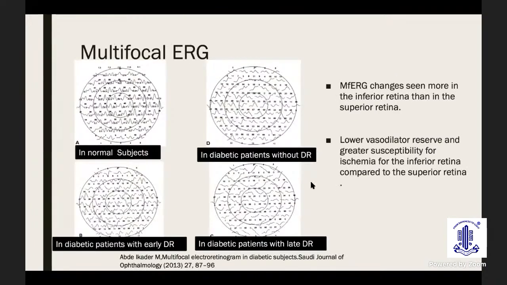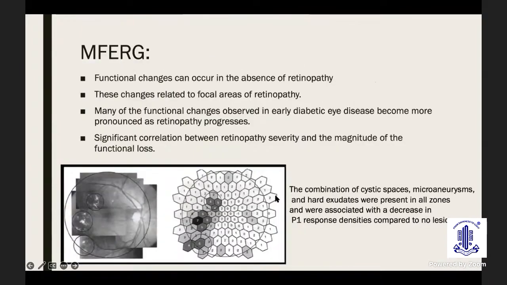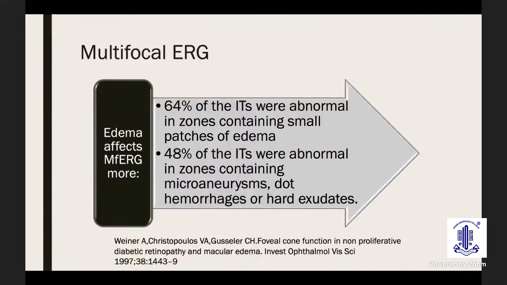On multifocal ERG, in normal subjects, these are the good normal responses. In patients without DR, there is already a reduction in the responses. In diabetic patients with early DR, it's almost like a squiggle. And in diabetic retinopathy with late stages of disease, it is absolutely non-recordable. Areas which have exudates and cotton wool spots can show particularly depressed responses on multifocal ERG. And if there is edema, it depresses the responses even further.